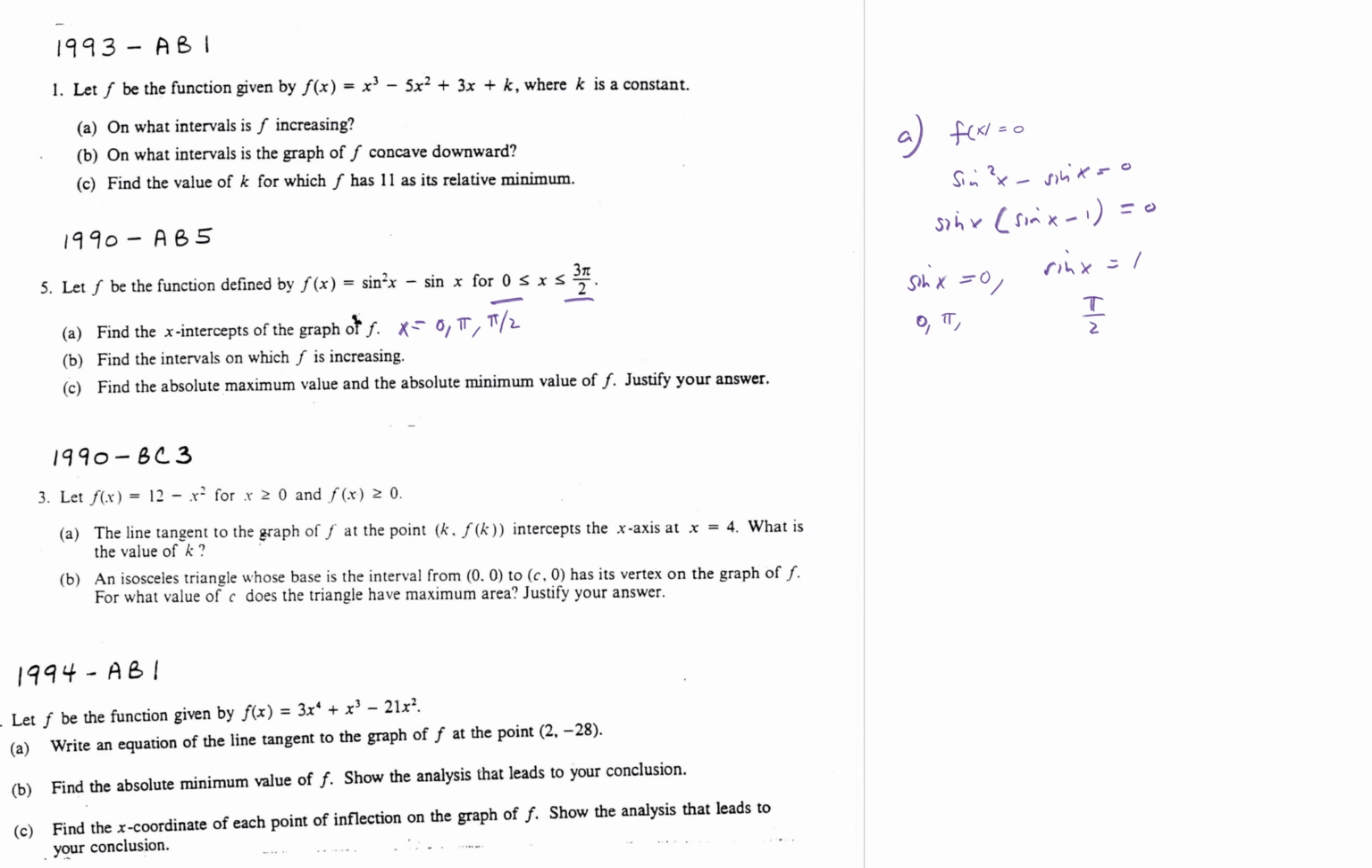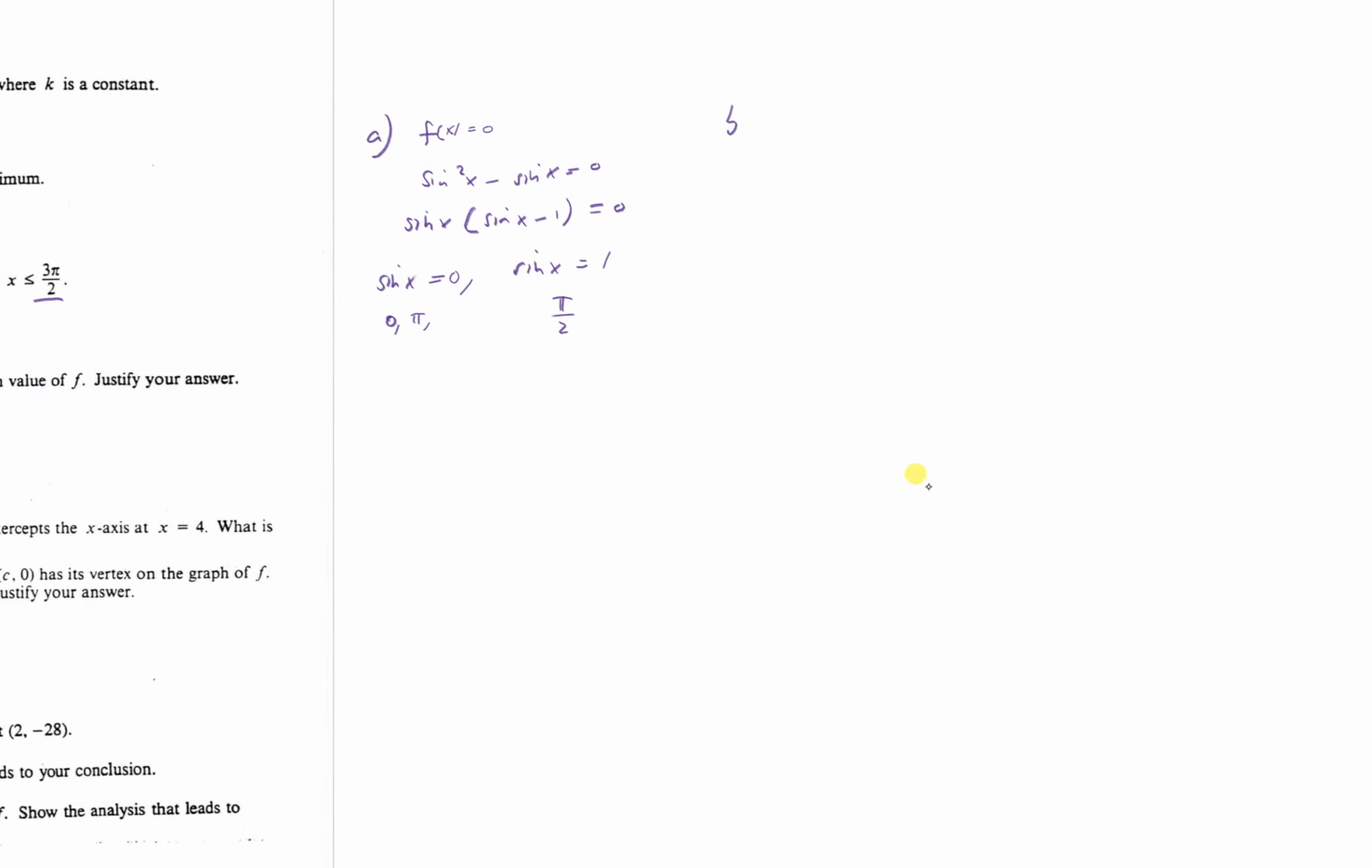B, find the intervals on which f is increasing. So let's see. F is increasing when the derivative is positive. So we have to first find the derivative. I have the equation here. So this is a chain rule, guys. Don't forget. Sine squared, that's a chain rule. So you bring down the 2, remember that? Take away 1, and then you multiply. You leave the sine inside, and you multiply by the derivative. That's how you do the derivative of sine squared.